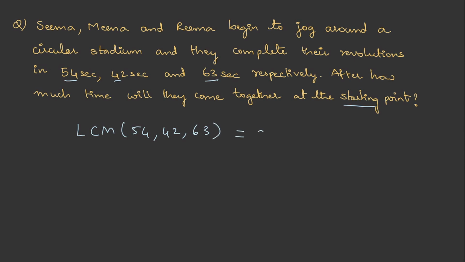So when we do this, because these are all in seconds, let me write it as seconds. That is 6 minutes 18 seconds. So this is the time after which all the three will meet. Again after another 6 minutes 18 seconds, they will meet again. It repeats.